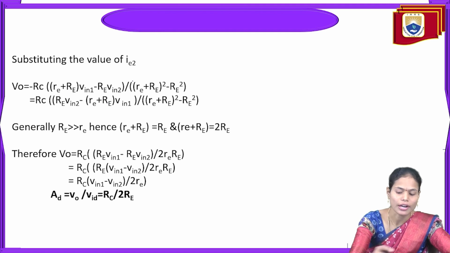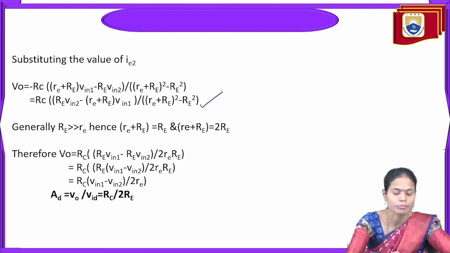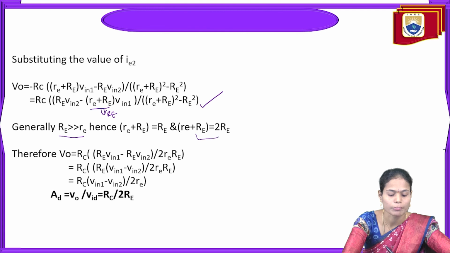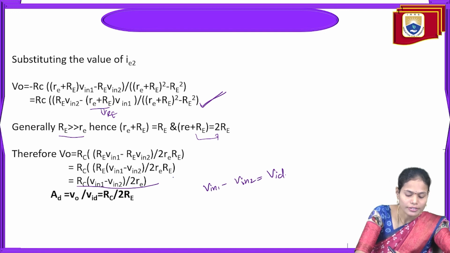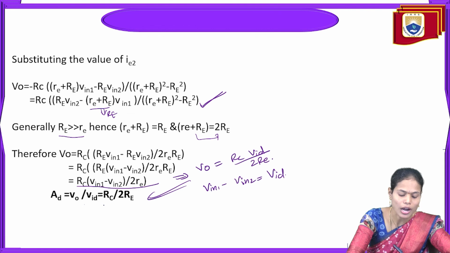Why? Because collector current is approximately equal to the emitter current. So if we substitute the value of IE2 in this V0 equation, the fifth equation, we will get it as this much. And in this case also, this emitter resistance is very high compared to Re. So this particular term we can replace with only Re, and here we can replace it with 2Re. So after substituting these two conditions in this equation, we will get the output voltage V0 equal to RC into (Vin1 minus Vin2) divided by 2Re. And again this Vin1 minus Vin2 is nothing but the differential input voltage. So I can write V0 equal to RC into VID divided by 2Re. So from this, V0 by VID is equal to RC by 2Re.